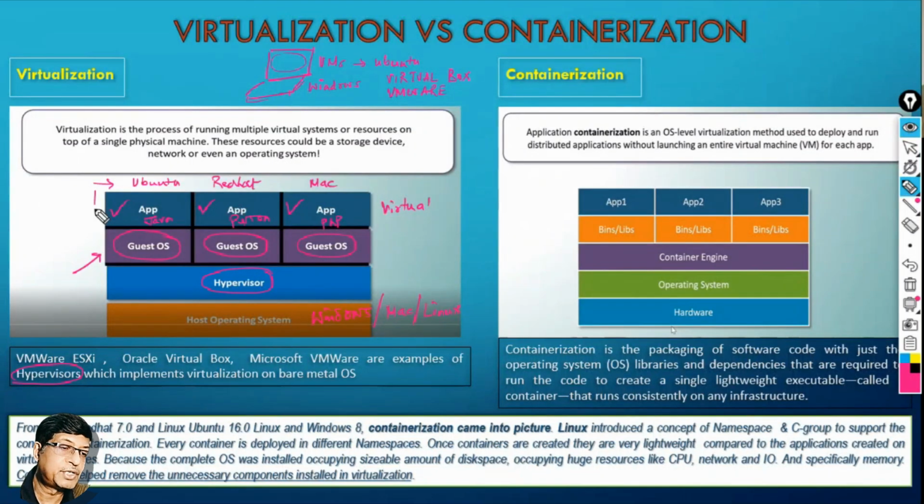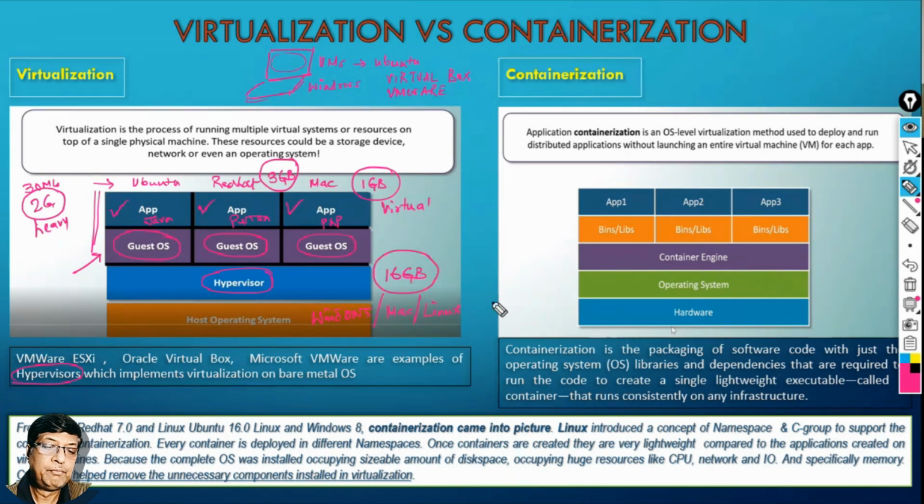Can you think of how heavy this application becomes? It becomes very heavy. It can be 2 GB. Actually, the application itself is 30 MB, but because of the operating system, it finally becomes 2 GB. Maybe this one is 3 GB because Red Hat is quite big, and maybe this one is 1 GB. And your Windows laptop has 16 GB of memory. That's fine, so it is 6 GB out of 16 GB.